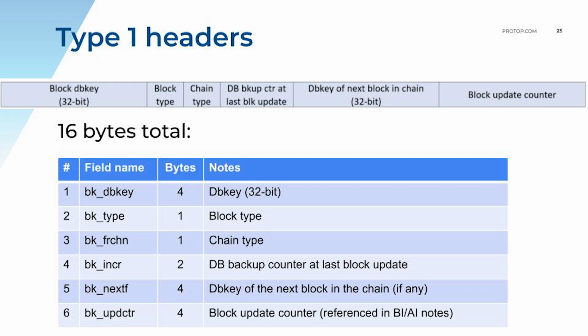So I mentioned chain type. This is where those chains are implemented. So if a block is on a chain, let's say it's on the RM chain, so this chain type field would have a value of 1, and then the next block in chain field would have a value which is the DB key of the next block in that chain. So that implements this singly linked list that we call the RM chain. And finally, the update counter just contains an incrementing number. Every time the block is written to, it gets a new value. And these are the counter values that are referenced in AI and BI nodes that modify blocks.